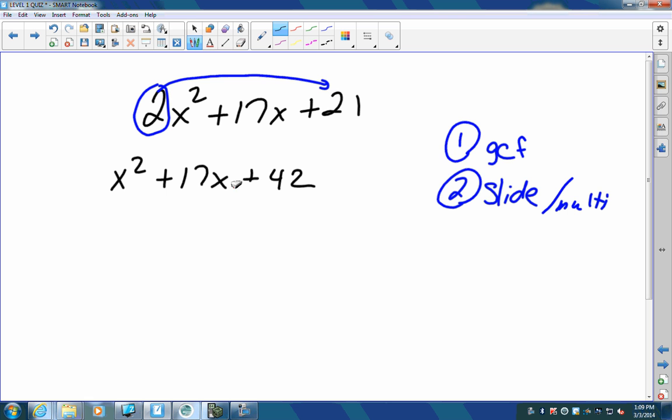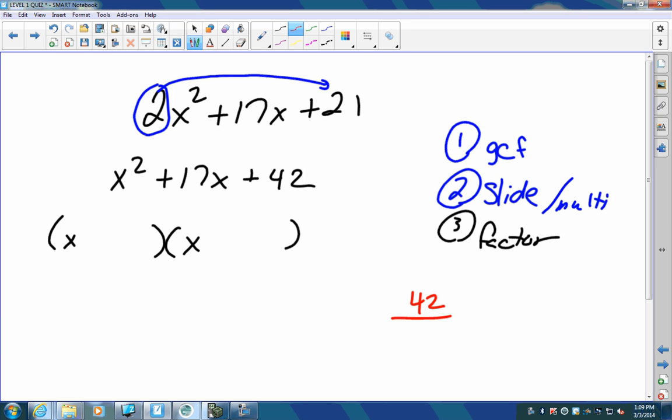All right, so now we need to factor. You're going to split it up. So step 3 was to factor. I have x and x. Now, what are the factors of 42? When you put them in the calculator, you should have found, what did y'all find? Shouldn't it have been 14 and 3? 14 times 3 gives you 42. When you add them together, that gives you 17. So I have plus 14 plus 3.